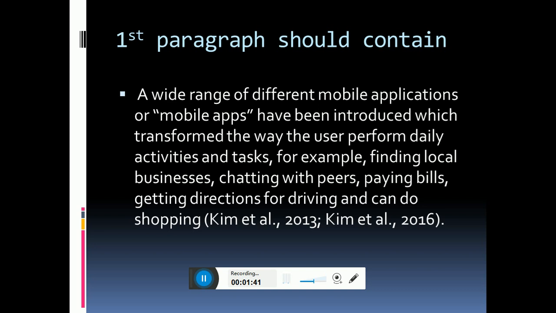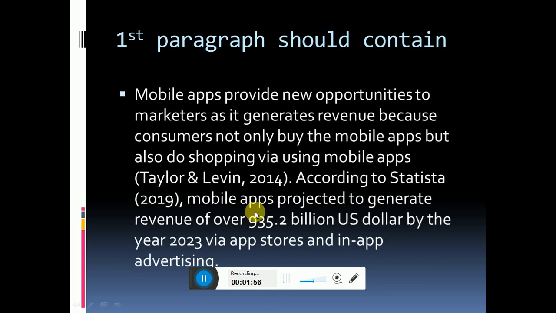You can provide information like this as well, that there are different applications on mobile phones by which users perform their activities and tasks: finding local business, chatting with peers, paying bills, getting directions, and they can do shopping as well. You can also say that mobile apps provide new opportunities to marketers to generate revenue, because consumers not only buy the mobile apps but they also shop by using mobile apps. According to Statista, mobile apps are projected to generate revenue of $935.2 billion by 2023.